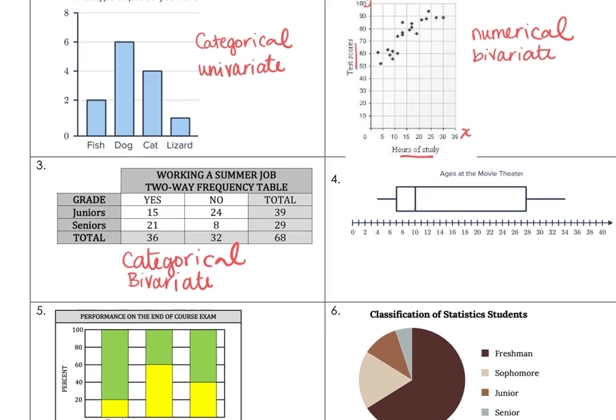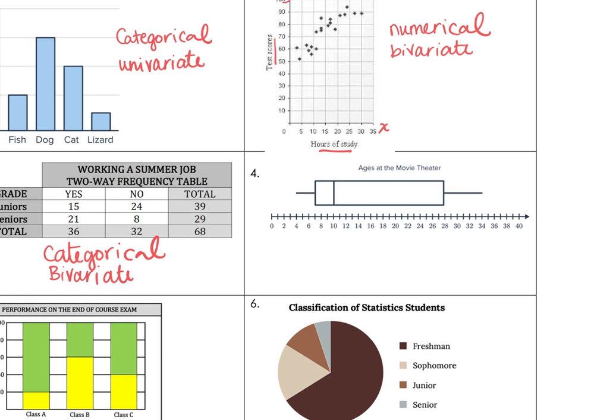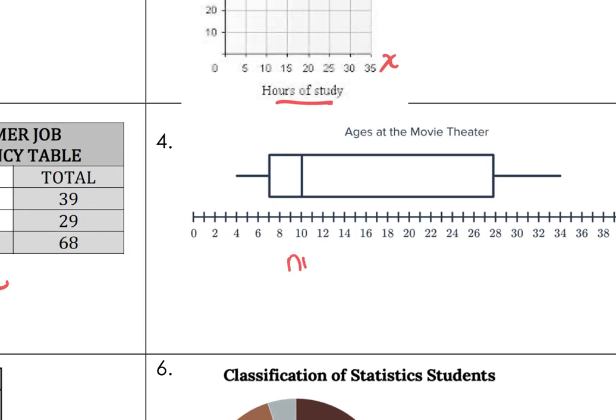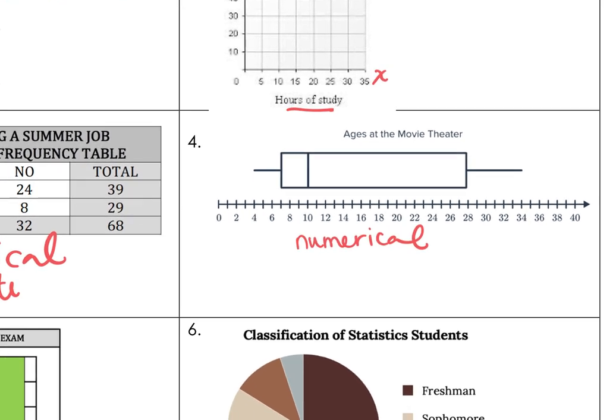All right, number 4, we've got a box plot. You guys remember these from like 7th grade, I think, maybe? Okay, so this box plot is showing ages at the movie theaters. So is the data we're collecting numerical or categorical? Numerical. How old are you? 1, 2, 3, 4, 5, 6, 7, 8. These are numbers. So we've got numerical value here. Numerical data. How old are you?